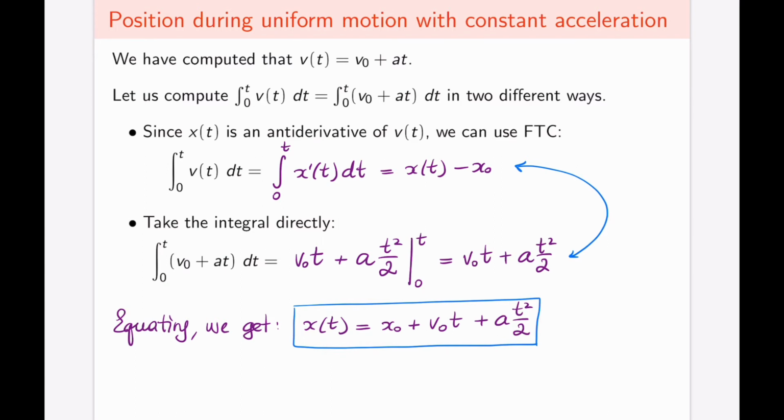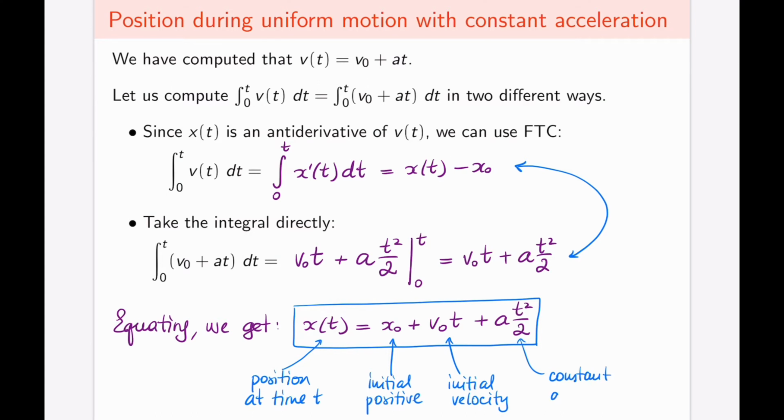So again, let's just note here what the formula says. The position at time t is given by the position that you start with, the initial position, plus whatever position you have gained during the fixed amount of time, starting with some initial velocity v naught, plus whatever you've gained according to the constant acceleration.